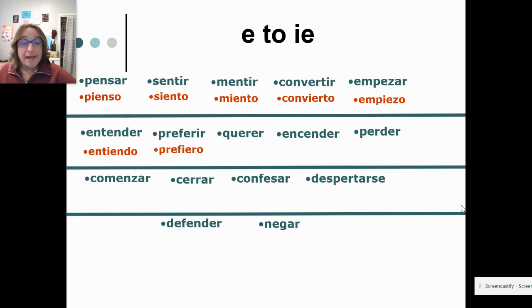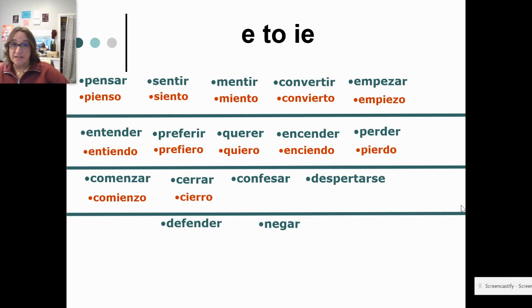Prefiero. Querer. Quiero. Encender. Enciendo. Perder. Pierdo. Bien. Whoops, I didn't give you even a second to do that, did I? Comienzo. I begin. Cerrar. Cierro. That's from Say Hola. Cierra la puerta. Close the door.